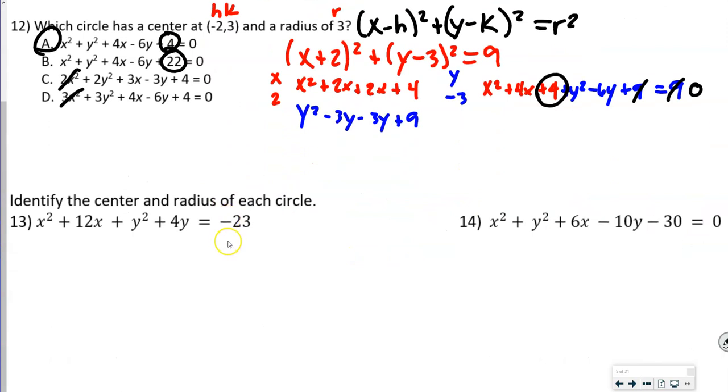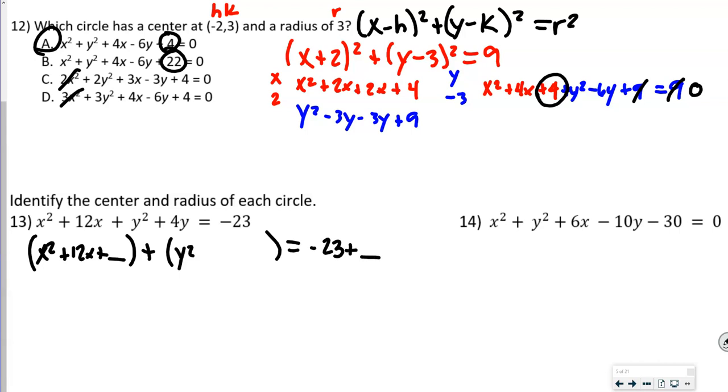over here. Okay, so number 13 says identify the center and radius of each circle. So on this one, remember, we're going to put all our x's in one set of parentheses, all our y's, and we're going to move our constant to the other side. Well, it's already over there today on that one, so we're good. So we're going to put our x squared here plus our 12x, create a blank, and create a blank over here as well. Then we've got y squared plus 4y plus blank.